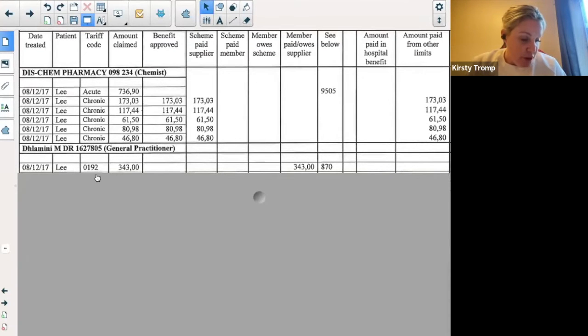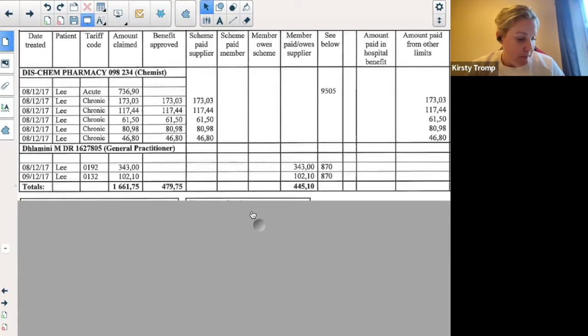Okay, there's a tariff code there. The amount paid was 343 Rand. All right, if we go and have a look, it says member paid or owes the supplier. In other words, GEMS is not going to pay that amount. Who owes that amount? The member. How much do they owe? 343 Rand, and they're telling us to get more information on that, go see point 870.